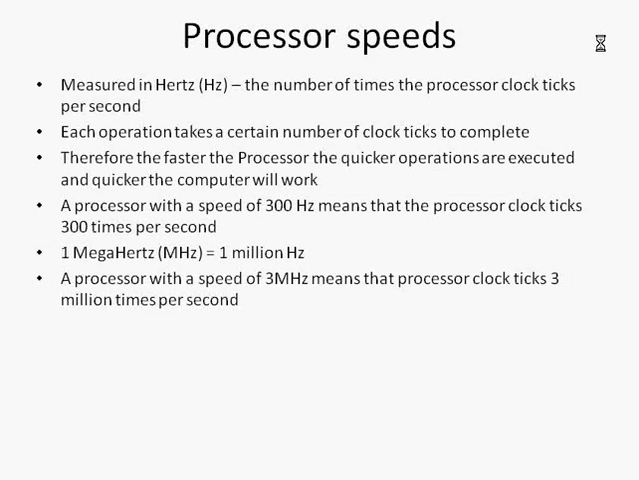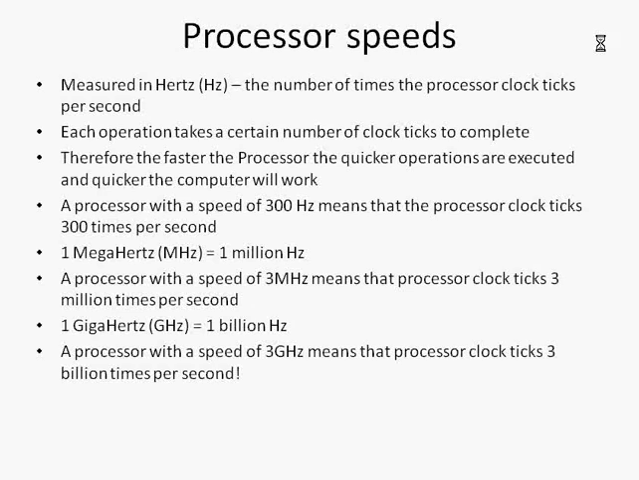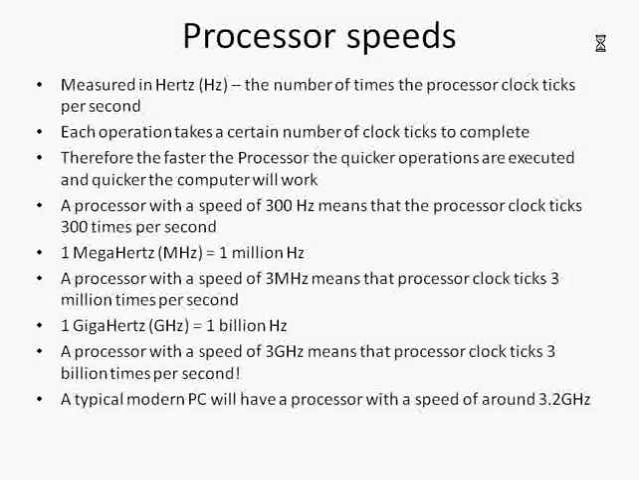So we're getting very fast. A gigahertz, GHz, equals a billion Hertz. So a processor with a speed of 3 GHz means that the processor clock ticks 3 billion times per second. And we've got to bear in mind that a typical modern PC will have a processor with a speed of around 3.2 GHz. So most computers these days, the clocks in there are ticking at over 3 billion times per second. That's pretty fast.